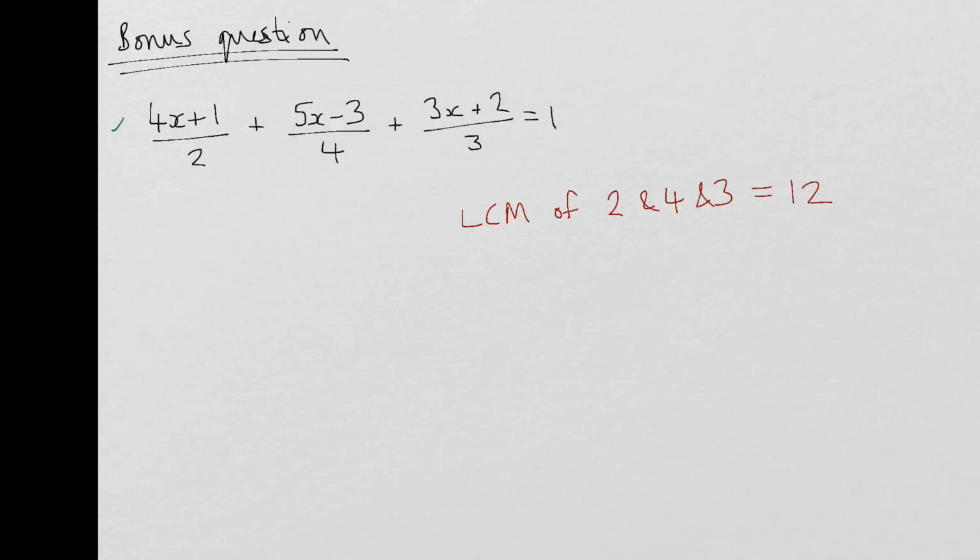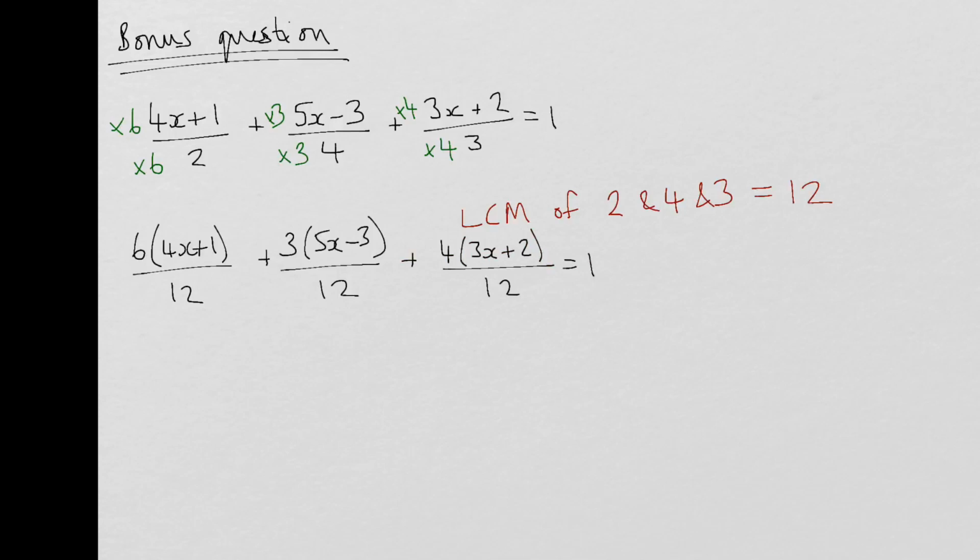So here I'd be multiplying by 6. Here I'd be multiplying by 3. Here I'd be multiplying by 4. And then I would write all of them as a single fraction once I'd done all of the necessary steps. So 6 times by 4x plus 1 over 12. So it would look something like this.